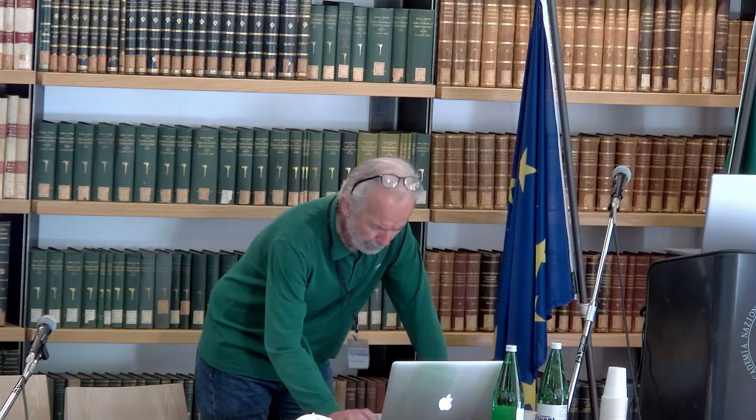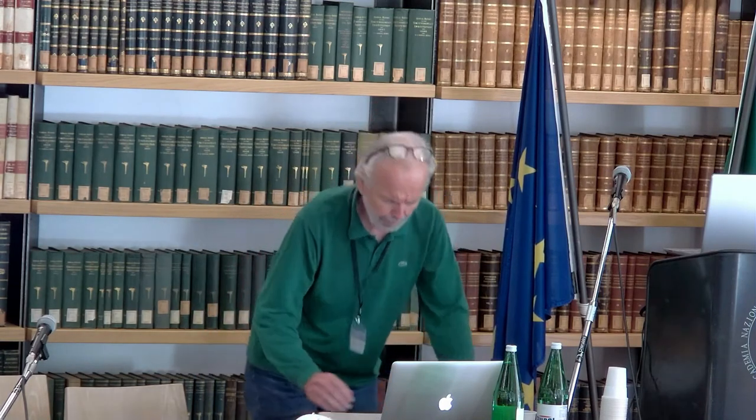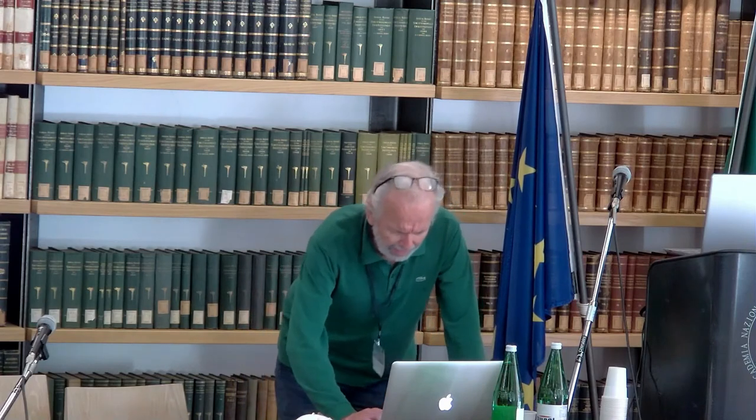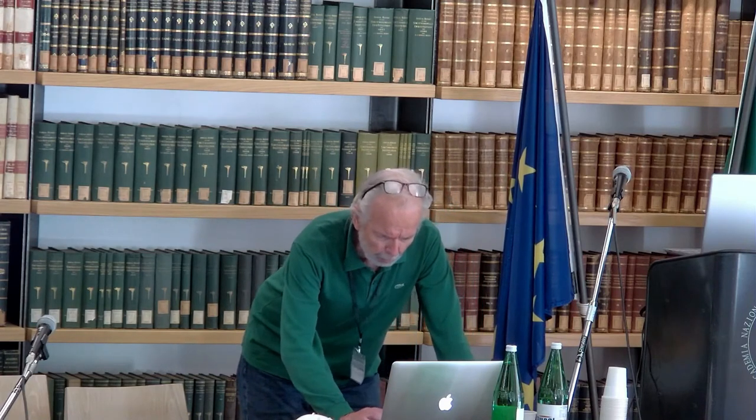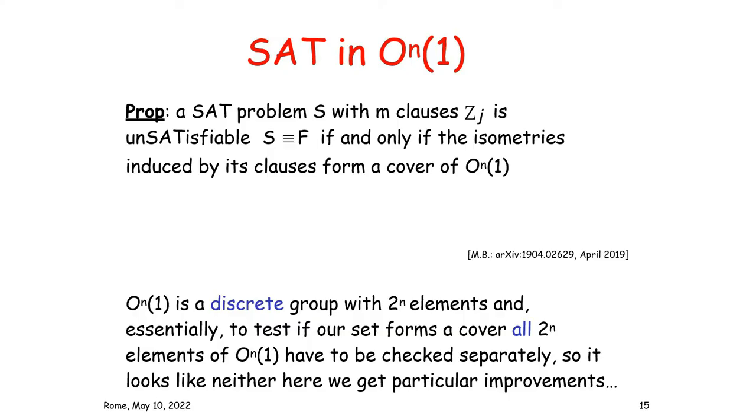Okay, but last step. Now I can write such a big problem in the group of n of 1, and such a problem with m clauses is unsatisfiable if and only if the isometries induced by its clauses form a cover of the group of n of 1. Again, if the spinor has all the elements of the basis, then the expression we started from is unsatisfiable.